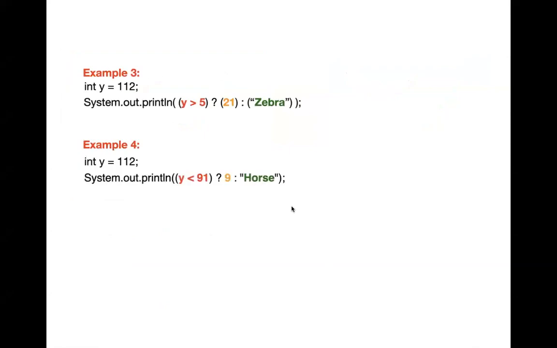We have a couple more examples. The first one, can you check example number 3? What will be printed on the console from number 3? Y is 112. Is Y greater than 5? Definitely. Therefore, the first code will be printed on the screen. What about example 4? Y is less than 91 is wrong. So you are going to see horse printed on the screen.